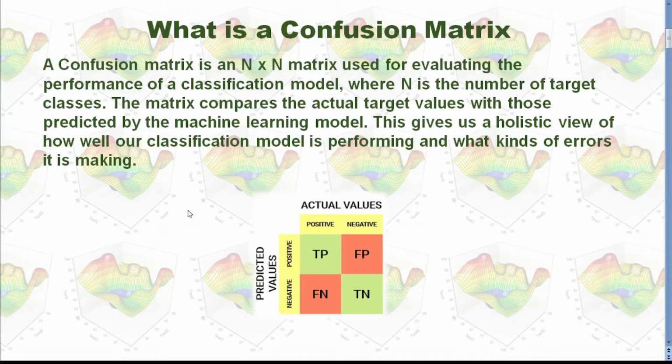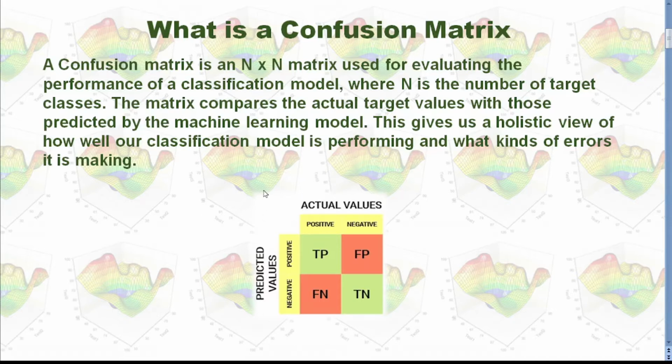A confusion matrix is an n times n matrix used for evaluating the performance of a classification model, where n is the number of target classes. The matrix compares actual target values with those predicted by the machine learning model. This gives us a holistic view of how well our classification model is performing and what kinds of errors it is making.